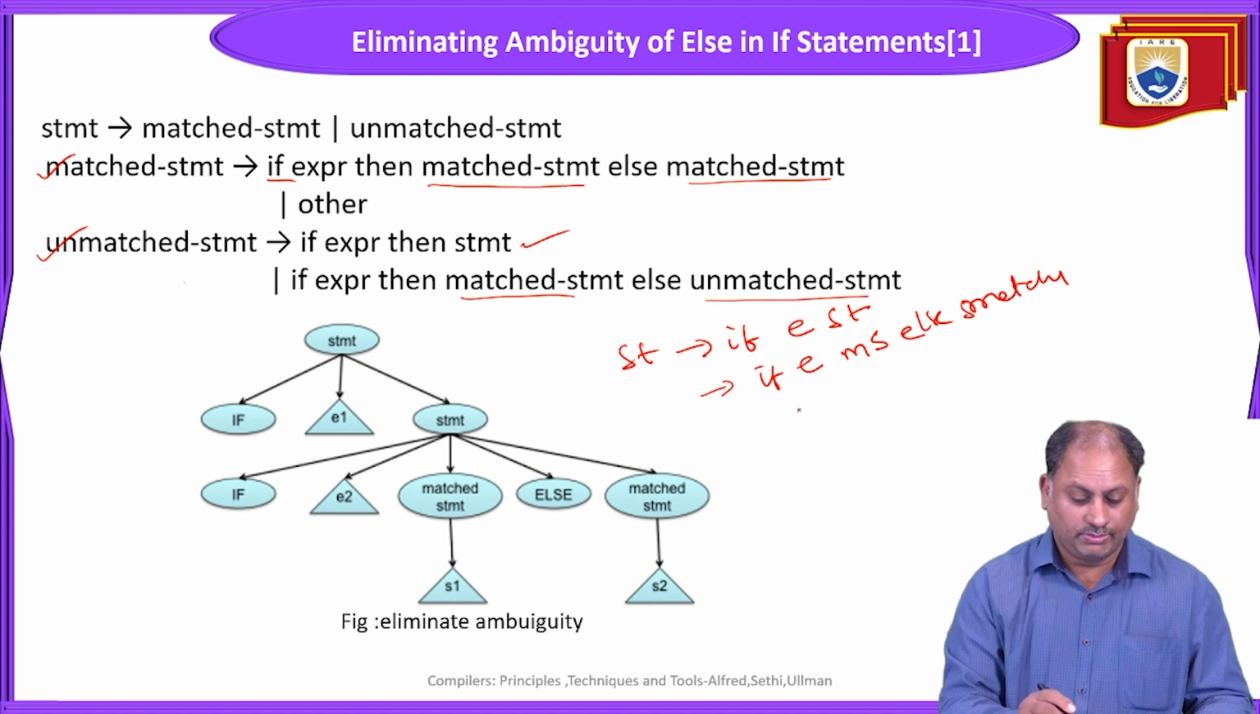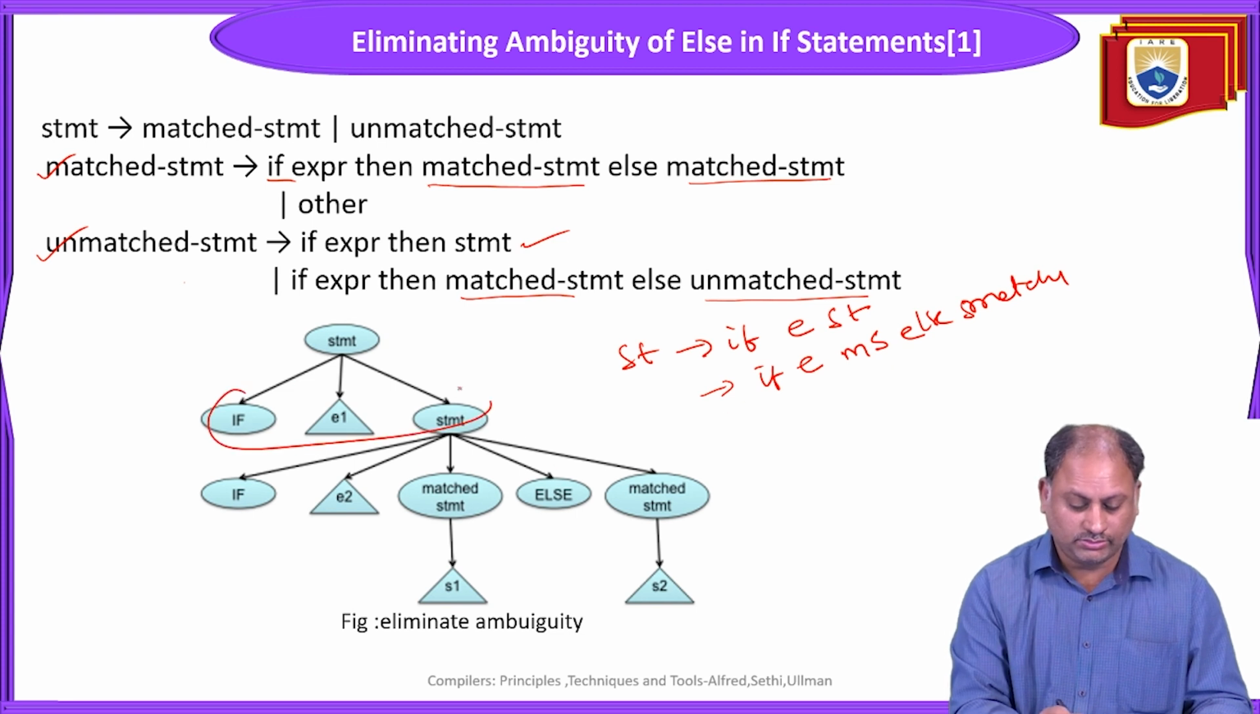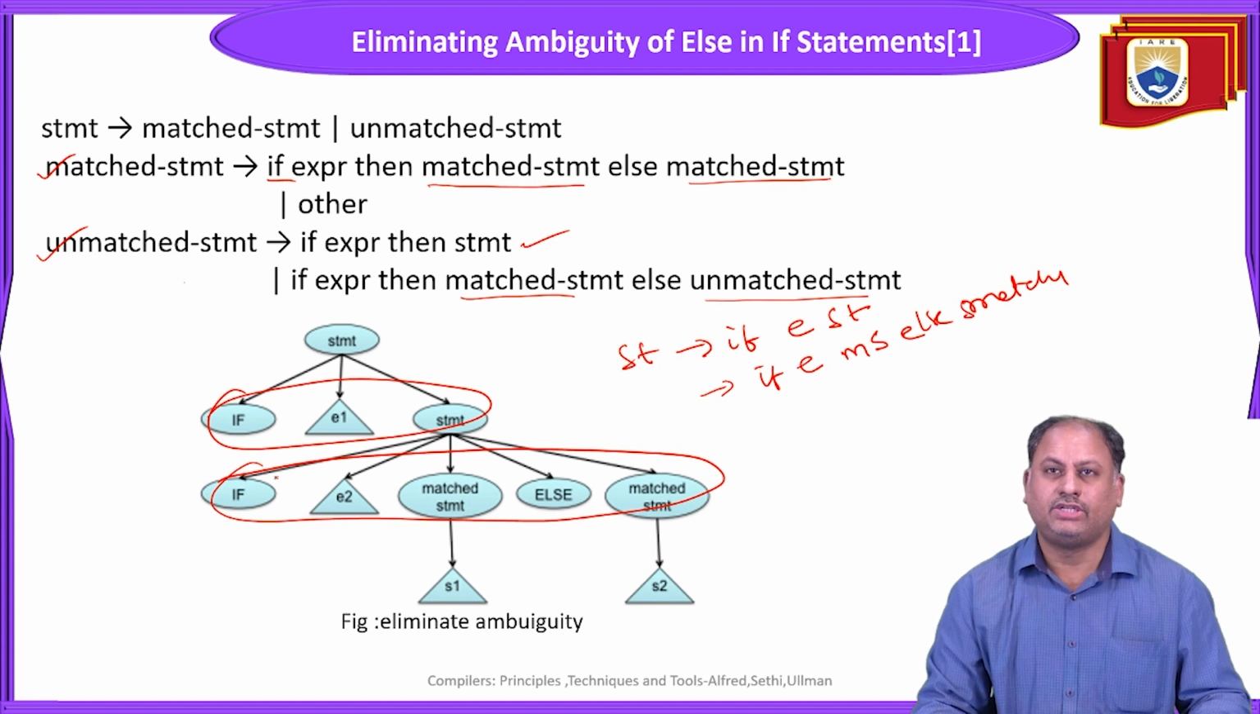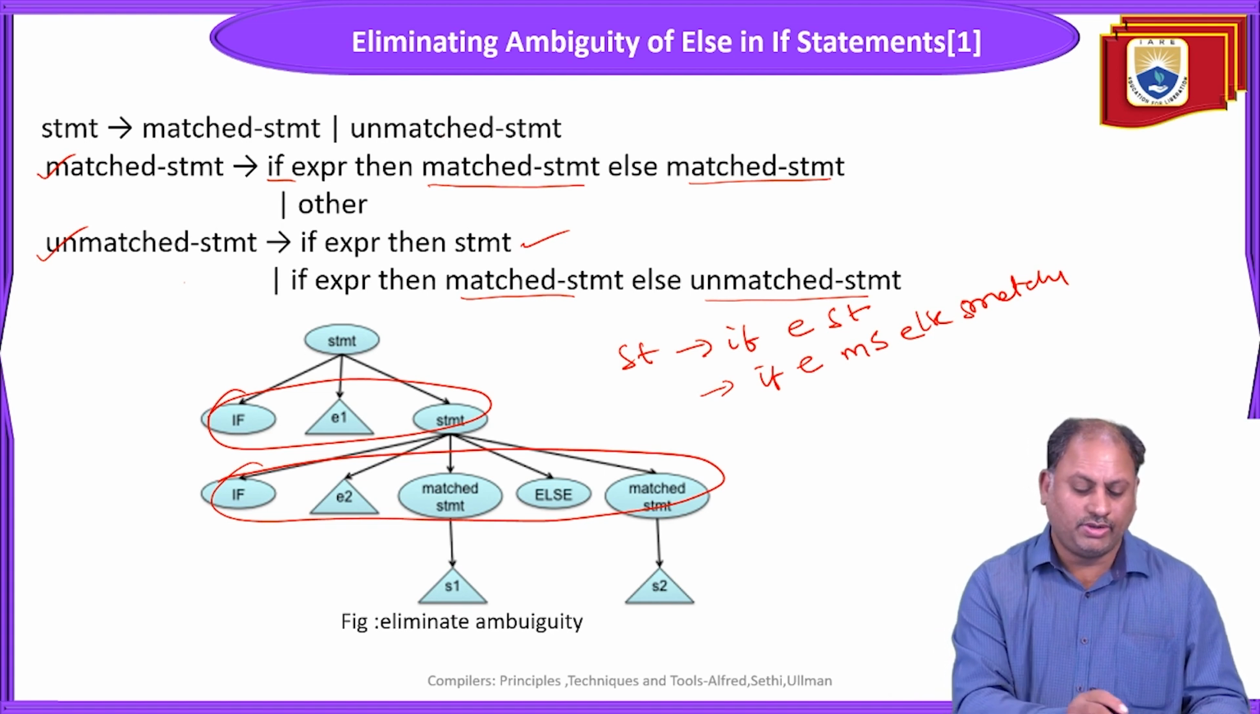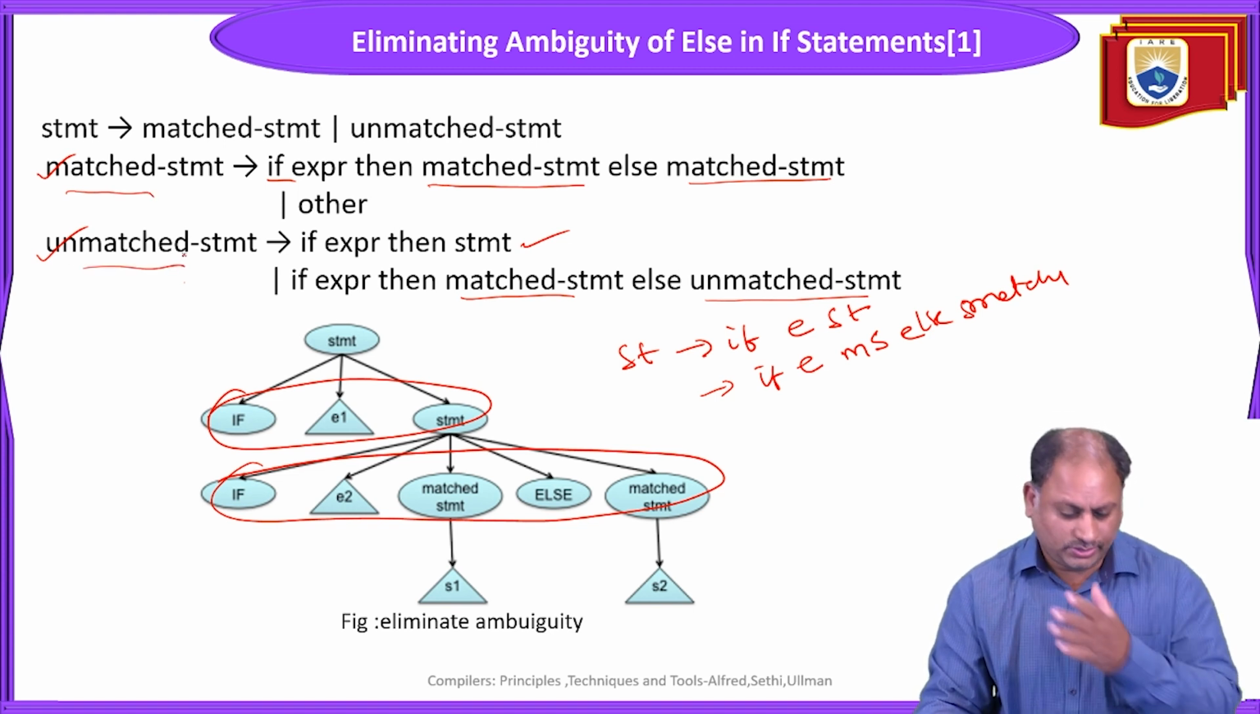Here matched statement equals, we consider if expression then matched statement. This is to be considered, and this is also: if expression then matched statement else matched statement. So matched statement may be this one. So we can eliminate this ambiguity by putting these matched and unmatched statements in the production rules.